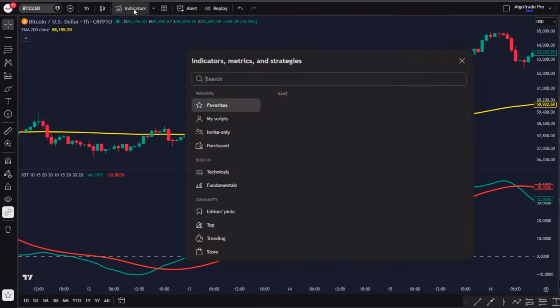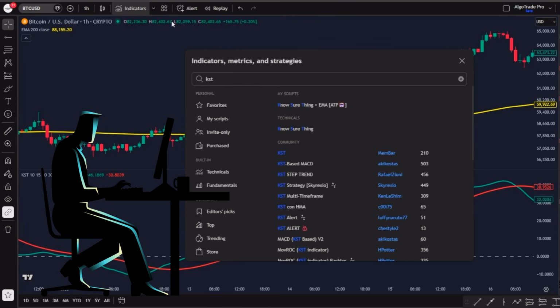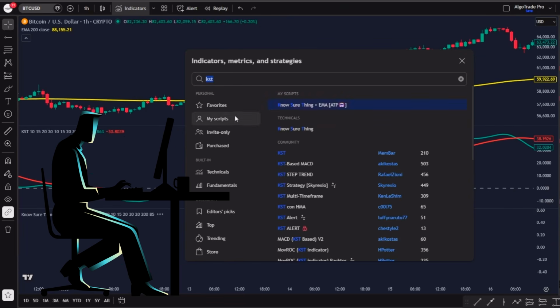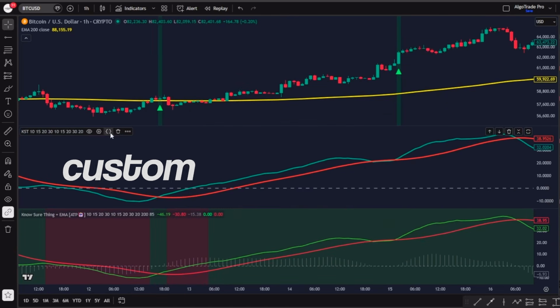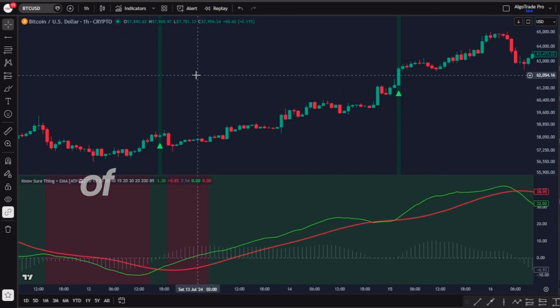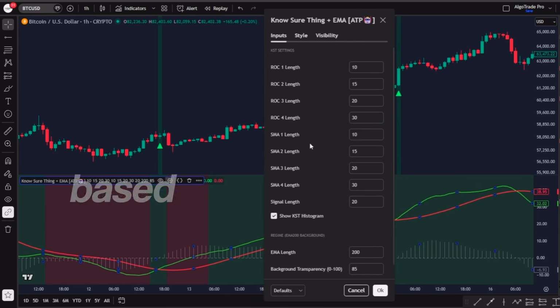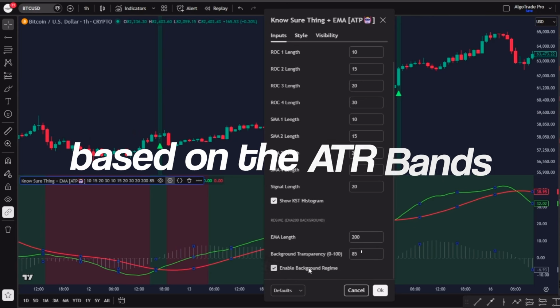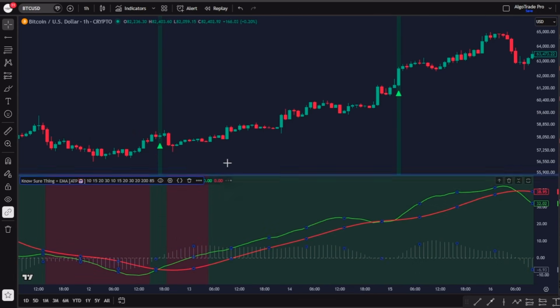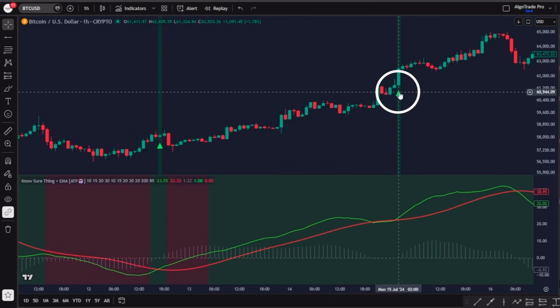To make this system easier to use, especially for live trading, I created a custom upgraded version of the No Sure Thing. This version already includes the optimized settings we are using, the 200 EMA trend filter, and clear buy and sell arrows when a valid signal appears.